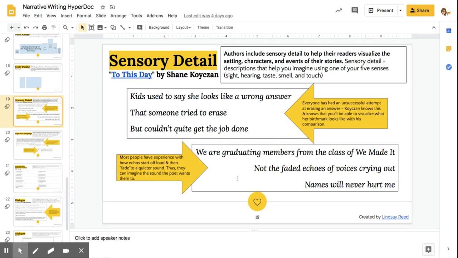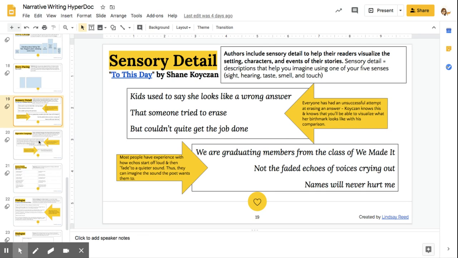This other one we have right here, this one is one that helps you imagine using your hearing. So we are graduating members from the class of We Made It, not the faded echoes of voices crying out, names will never hurt me. You guys have probably played with echoes before, and you know that they start out loud and then they get quieter as the seconds pass, right? So you have this image, or not really an image, but you can imagine what it would sound like for somebody to say, names will never hurt me, names will never hurt me, names will never hurt me, right? It gets quieter and quieter.